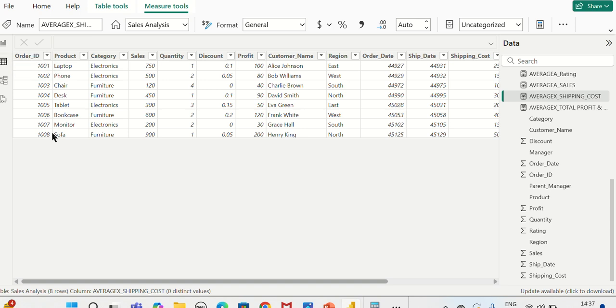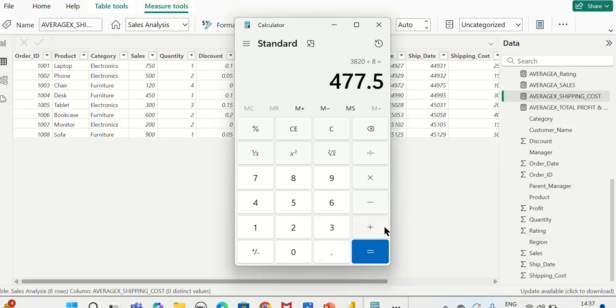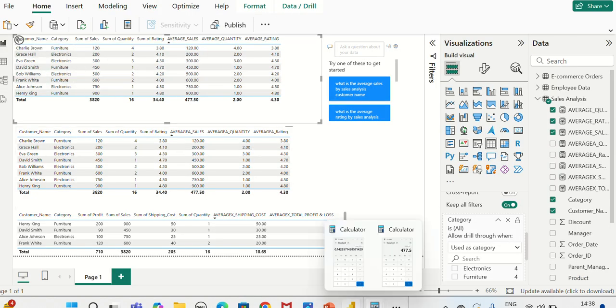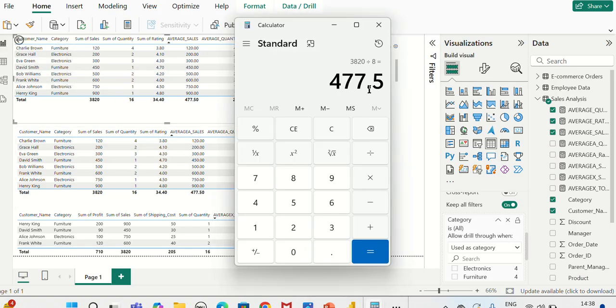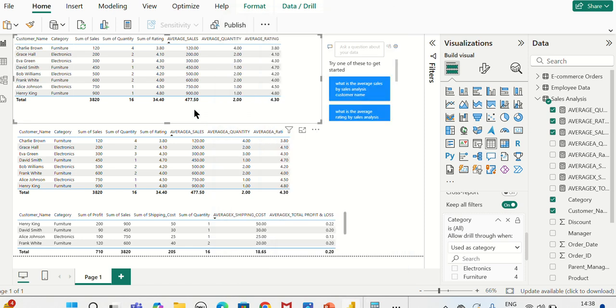See, in sales we have total order IDs 1 2 3 4 5 6 7 8. I am getting the total. If we take the average of 3820, if we divide it by 8, then we are getting 477.5, okay. So this is what we are getting.